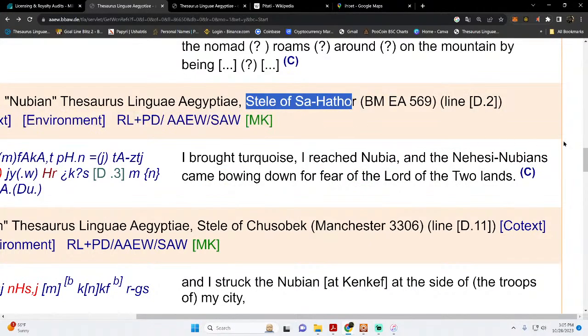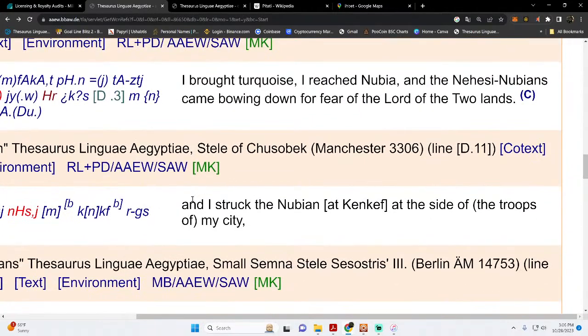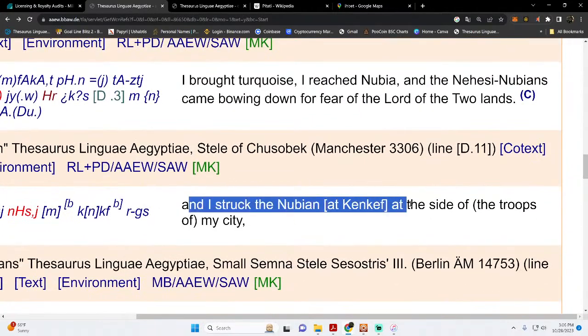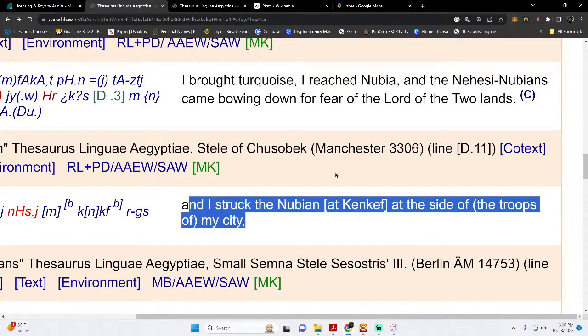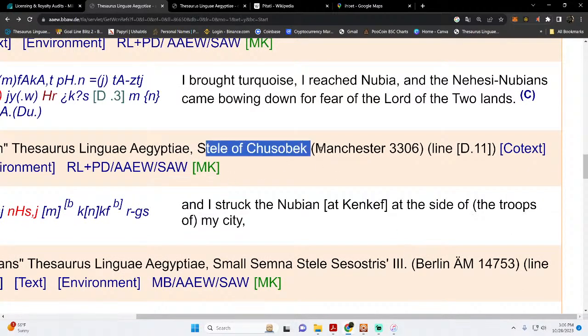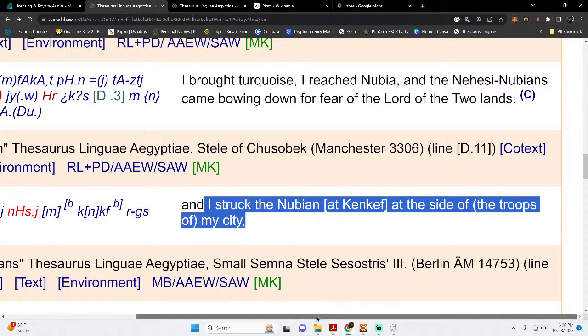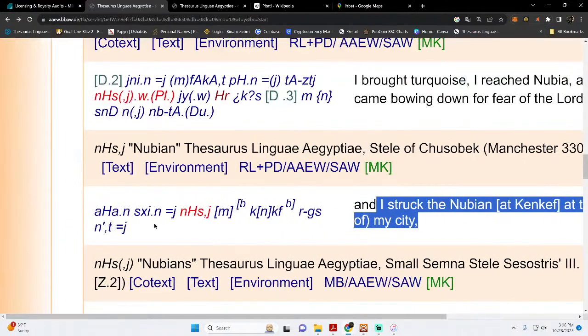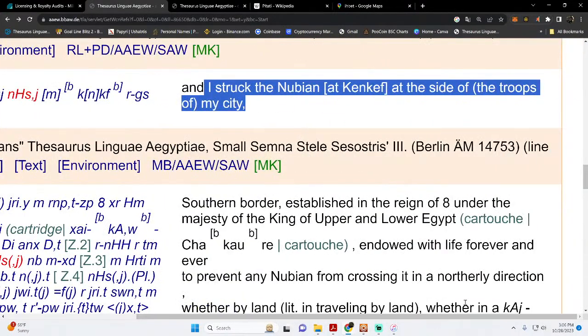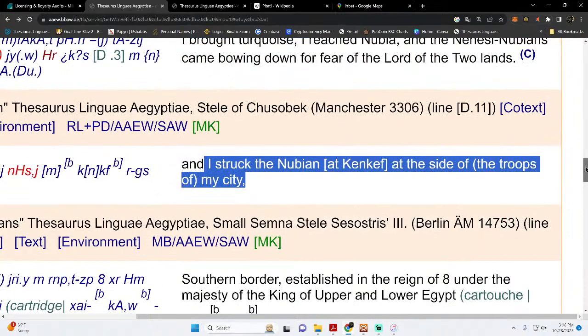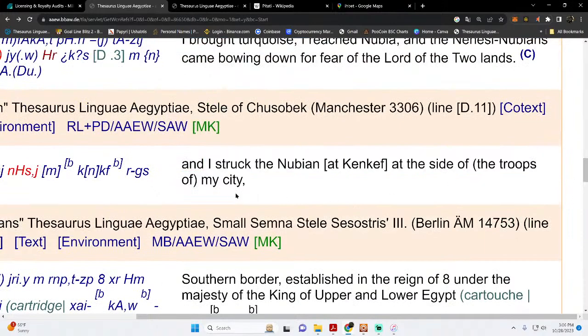Okay? Now look at this. I struck the Nubian at Kitnefer at the side. This is on their way to Kush. Whoever this dude is, he put hands on a Nubian in the middle of the city, is what it winds up saying. Nessi, now remember, I'm not going to act like Nessi is just a southerner. Let's just keep on going. Let's let the context imply what he's saying. Since it's in the center of the city, he put hands on the Nubian.